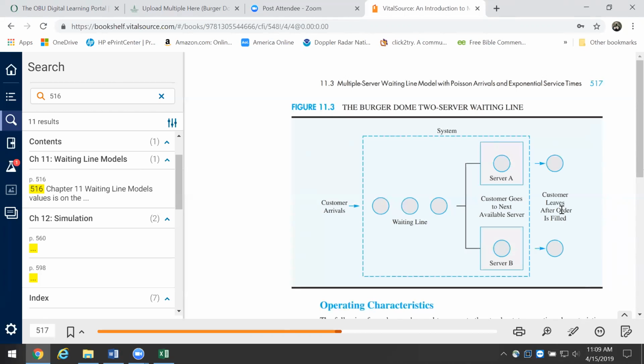So we would try to build in a measure for their dining time, assuming that they don't just take off. Here we're assuming they leave after the order's filled, okay? And that's the simplest way.